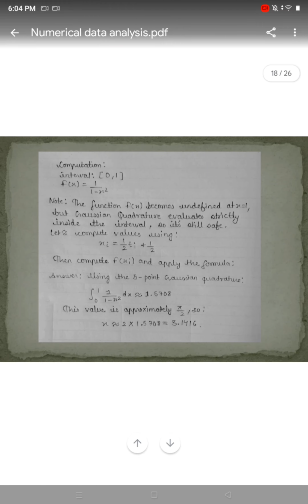Using the 5-point Gaussian quadrature, the integral from 0 to 1 of 1 over the square root of 1 minus x square dx is approximately 1.5708. This value is approximately pi by 2, so pi is approximately 2 times 1.5708 equals 3.1416. Answer.